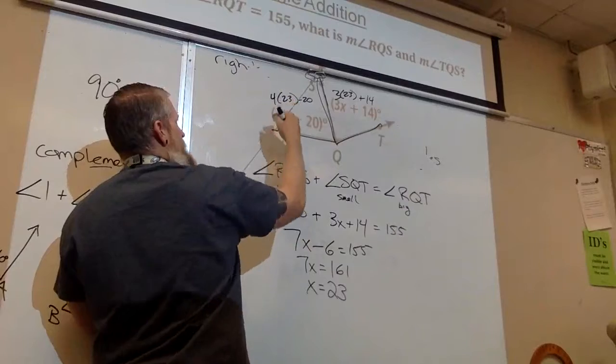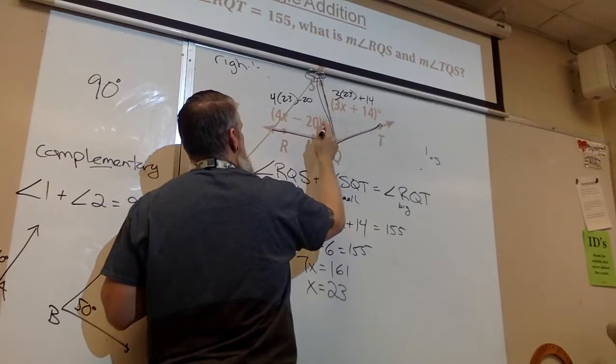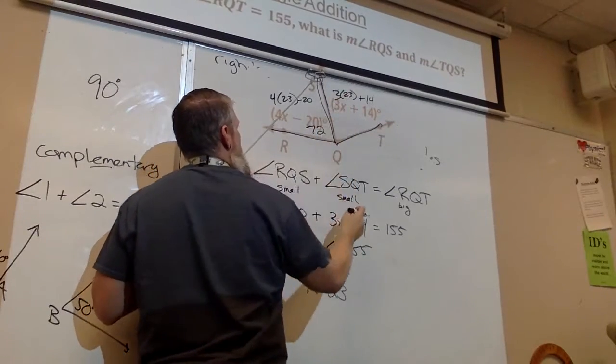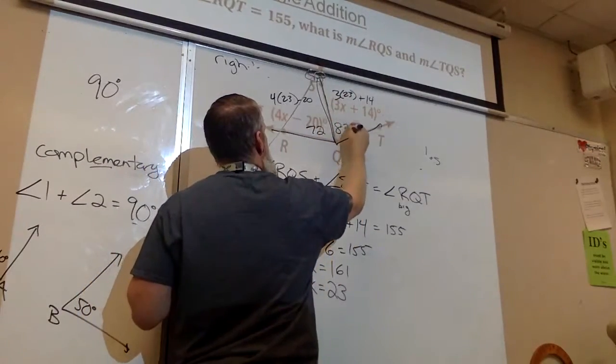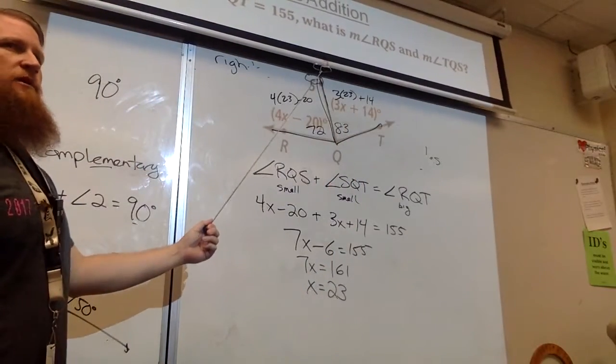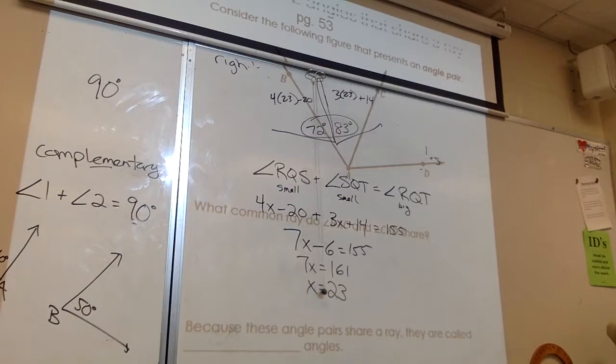So what's 4 times 23 minus 20? What is it? 72. What about that one? And 72 plus 83 does give us 155, so that means we didn't screw anything up. We're good to go. All right, next thing to talk about, guys, is on page 53.